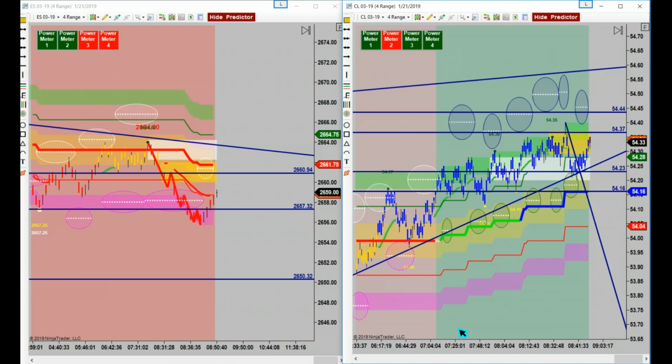Yeah, like I said, ES, I don't like that double bottom, because that is pretty much a double bottom when they barely take those out by 5 ticks. It would need to roll.